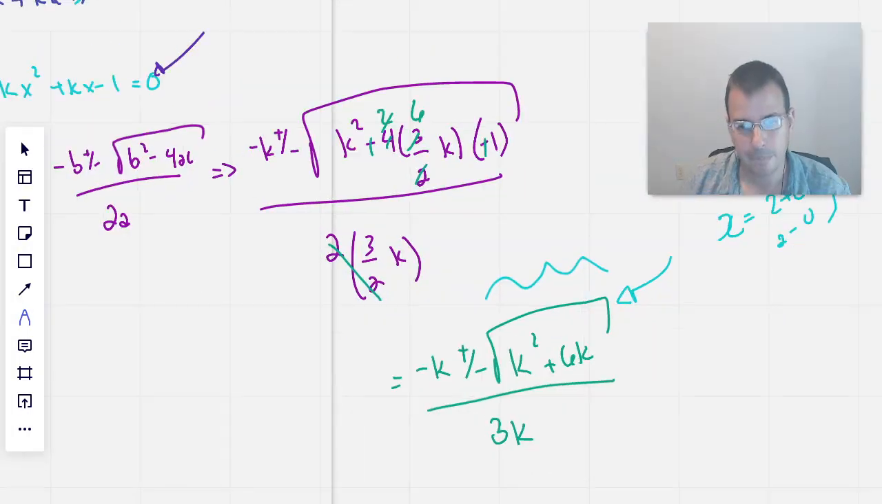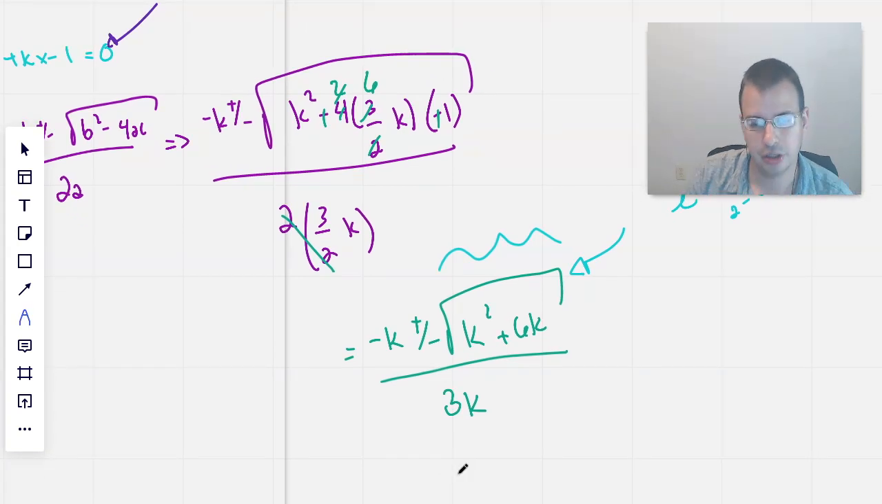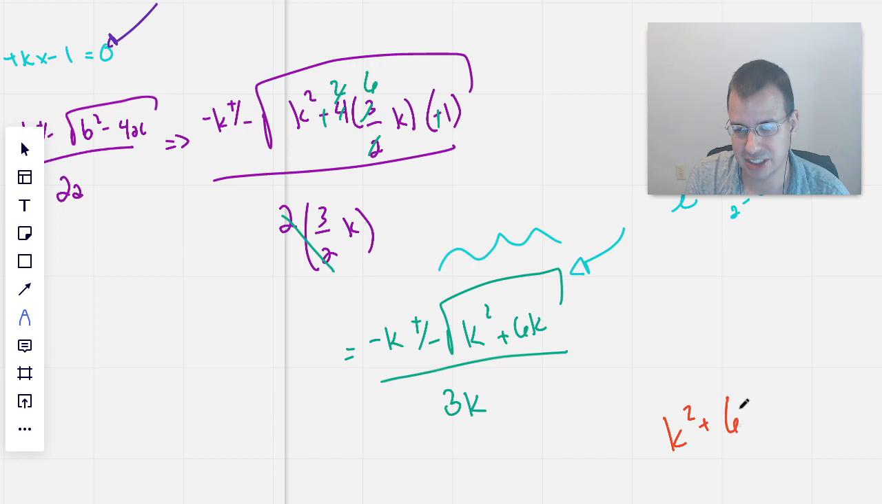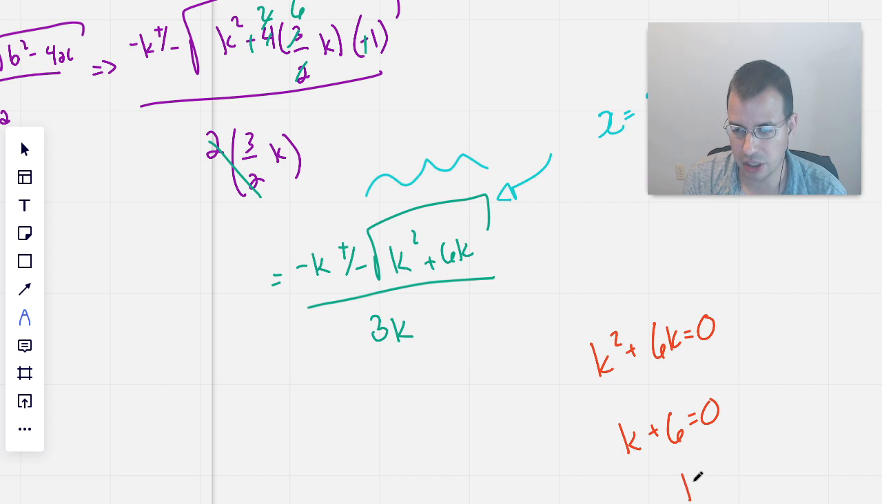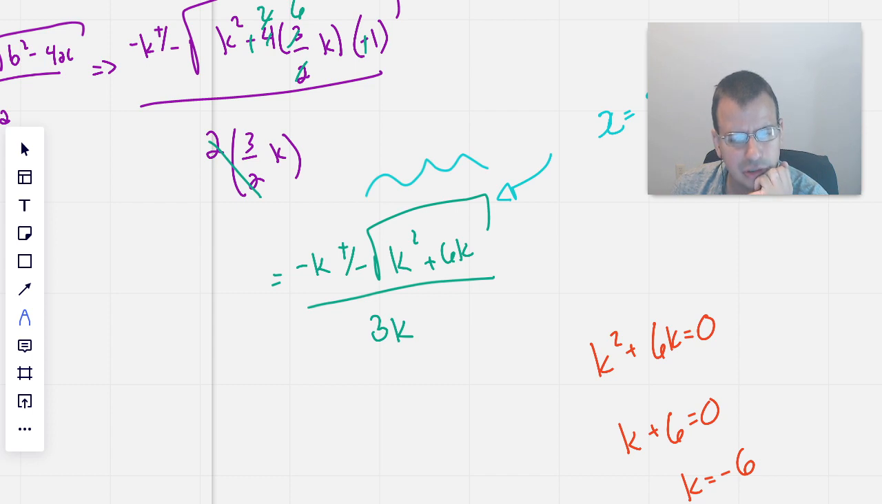All right. So, long story short, this middle part equals 0. So, k squared plus 6k equals 0. Dividing both sides by k, we get k plus 6 equals 0. k equals negative 6. Is that true? That seems true.